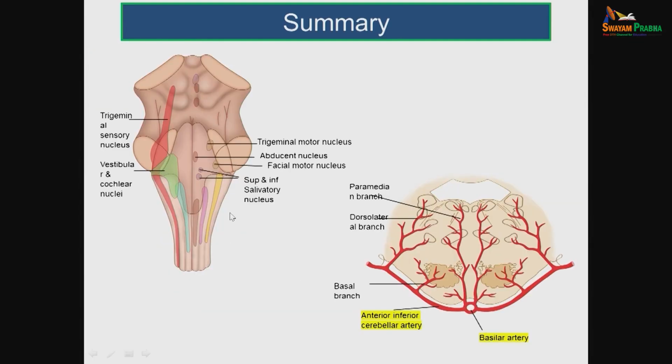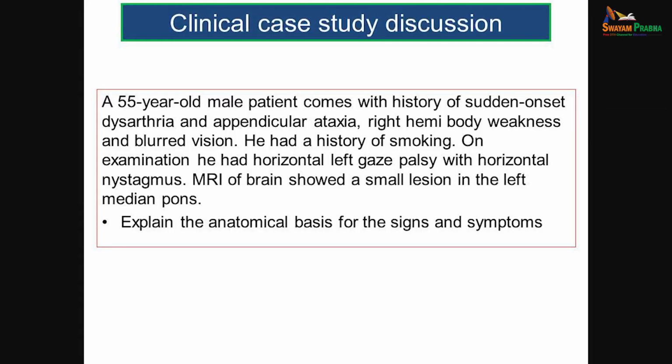Okay, and the cranial nerves, what we see here is the motor nucleus of the trigeminal nerve, motor nucleus of the abducent, motor nucleus of the facial nerve, salivatory nucleus, both superior and inferior. Then there is a sensory nucleus of the trigeminal and vestibulocochlear nucleus. And it receives the blood supply mainly from two arteries, that is the basilar artery and anterior inferior cerebellar artery. The paramedian region is supplied by the paramedian branches. The lateral area is supplied by the circumferential branches, both short as well as the long circumferential branches.